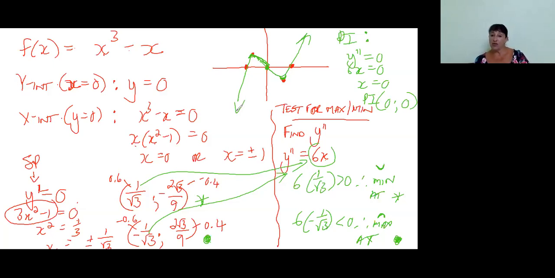Then just as a matter of interest, where is the graph increasing? Reading from left to right, moving along the graph, do you agree the graph is increasing, the y is getting bigger? Until it hits the turning point, then it decreases, till it hits the turning point, and then it increases. So this graph would increase from negative infinity up to that value, which is negative 1 over root 3, and it would increase again from positive 1 over root 3 to infinity. You can see that from the graph.